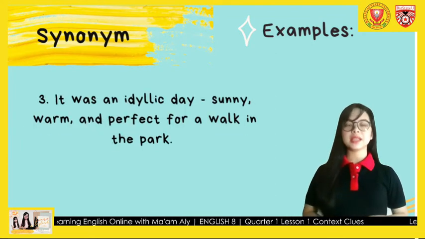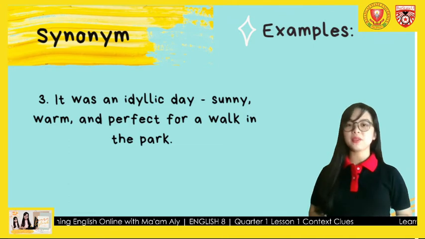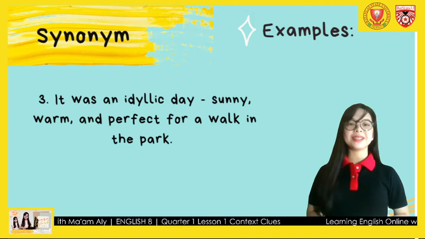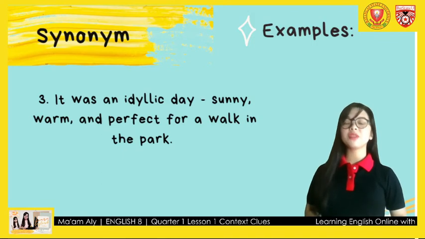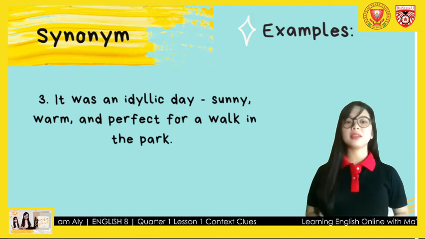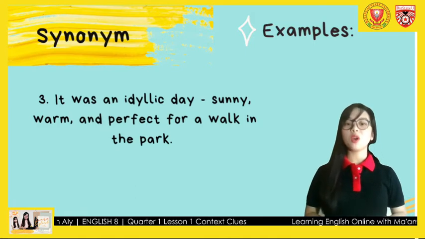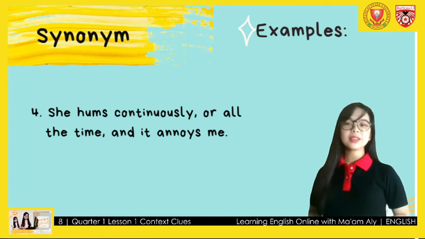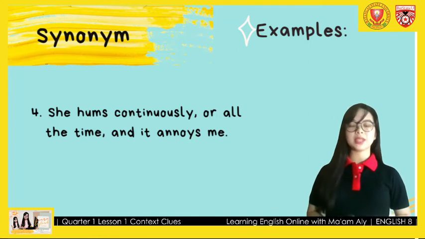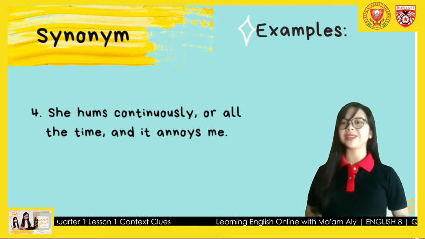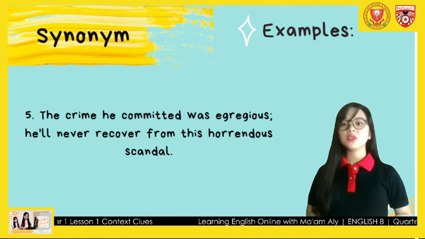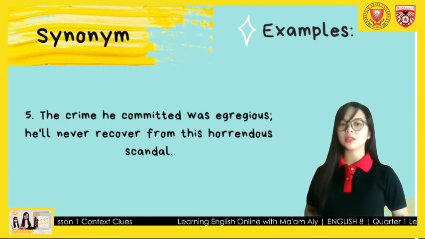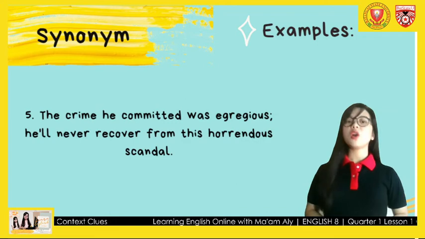It was an idyllic day, sunny, warm, and perfect for a walk in the park. The word idyllic is derived from the word ideal, which means idealized, extremely happy, or peaceful and can be synonymous to the words sunny, warm, and perfect. She hums continuously or all the time, and it annoys me. All the time in this sentence can also mean continuously. Fifth example, the crime he committed was egregious. He'll never recover from this horrendous scandal. The word egregious can also mean horrendous.